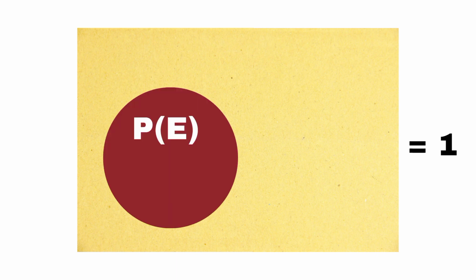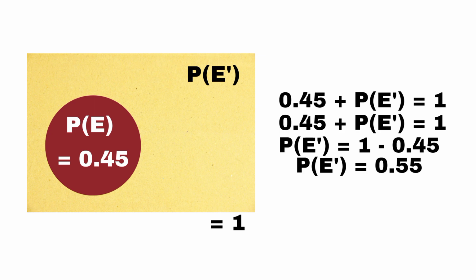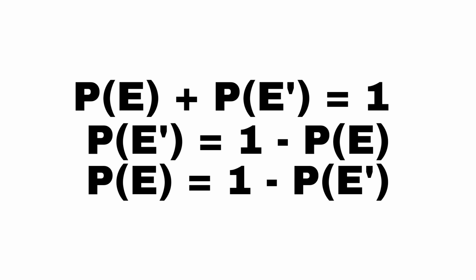In order to visualize this, we can use the Venn diagram. The area within this box is our sample space and it is equal to 1. The red circle represents the probability of an event. Outside of this circle is the complement probability of an event. So if we have 0.45 for P of E, then we can plug in the numbers and do some math, and we can find that the complement probability of an event is 0.55. And here are the equations that you can use in order to find each of the given variables of this rule.